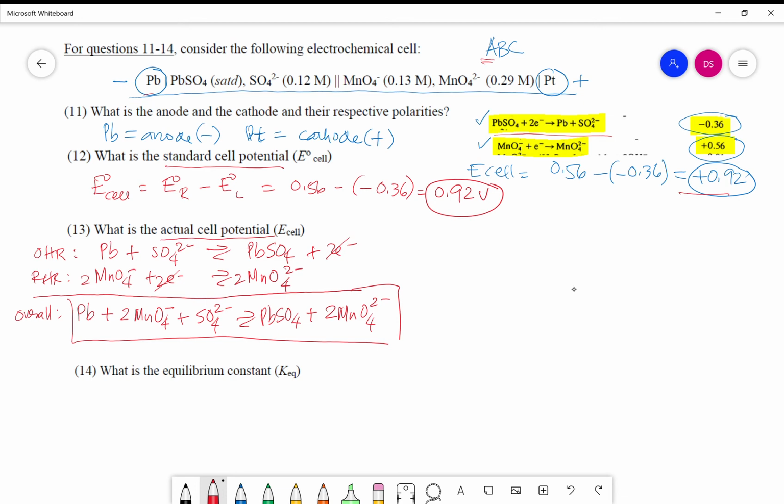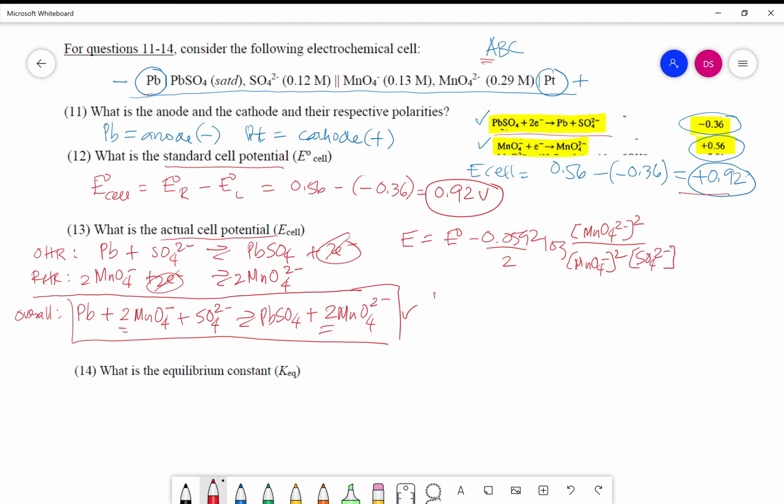And we can calculate the actual cell potential using the overall cell potential, which is 0.92. So E equals E naught minus 0.0592 over 2, because there are 2 electrons involved in the reaction, and then log of Q. We have to find the Q expression based on the overall reaction, because the E naught that we are using is the overall E naught. So this is the concentration of MnO4 2 minus squared, because of the 2 there, divided by MnO4 minus squared, again you have 2 there, and SO4 2 minus.